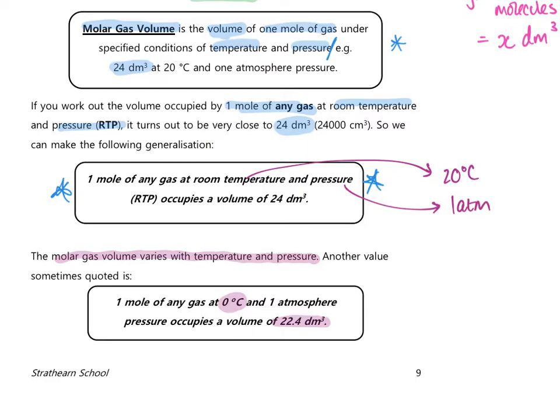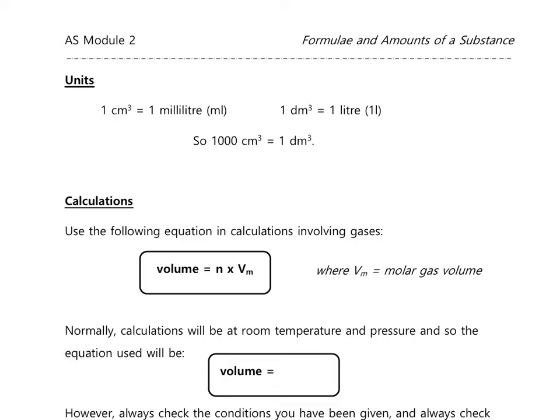Okay, so the key thing to take away from this page is that 1 mole or equal moles of any gas will take up the same volume at the same temperature and the same pressure. And the most important value for you to learn is that 1 mole of any gas at room temperature and room pressure occupies a volume of 24 decimeters cubed. So we're going to now apply this to some calculations, but before we do that, let's recap on a couple of units because that's really important with these types of questions.